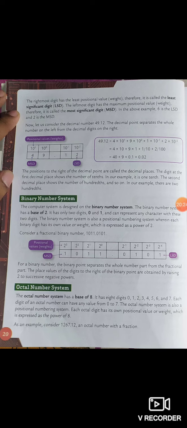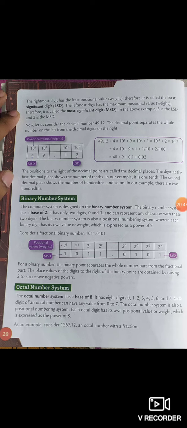Okay, so for a binary number, the binary point separates the whole number part from the fractional part. So the place values of the digits to the right of the binary point are obtained by raising 2 to successive negative powers. So the next is octal number system. The octal number system has a base of 8, so it has 8 digits.